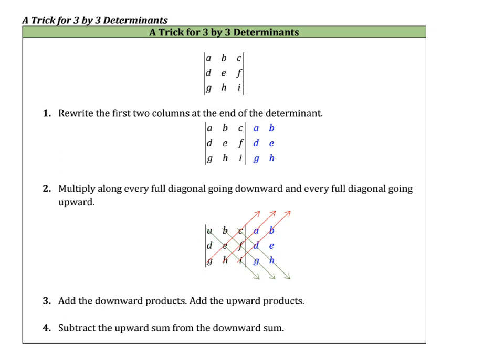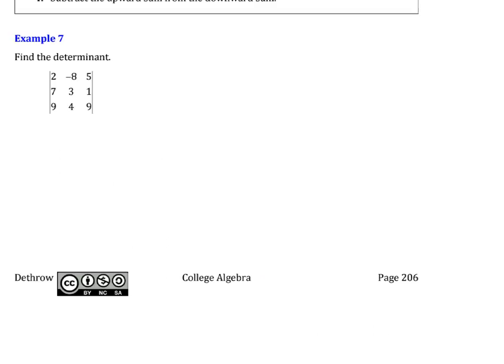Then you should see 3 full diagonals going down and 3 full diagonals going up. Take the products going down, add them. Take the products going up, add them. Then take the sum of the down minus the sum of the up. So let's take a look.